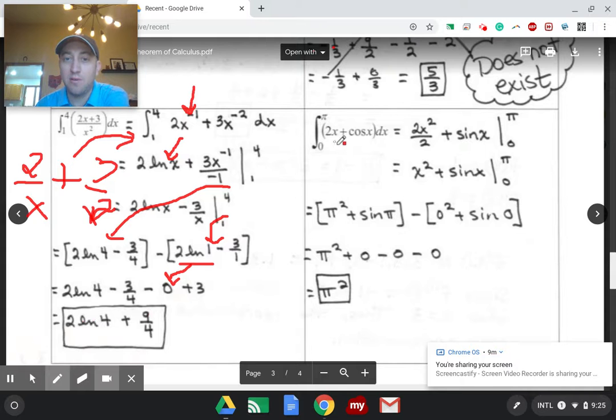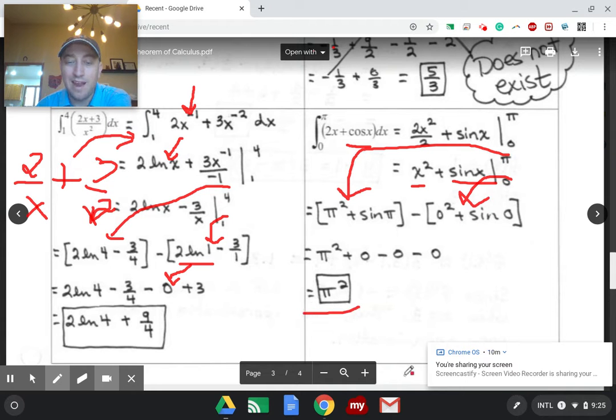This next example over here, the antiderivative of 2x is x squared. The antiderivative of cosine is sine of x. And then it's just a matter of plugging in pi, minus plugging in 0. Then simplify, and we get pi squared as the area underneath the curve from 0 to pi of that function.